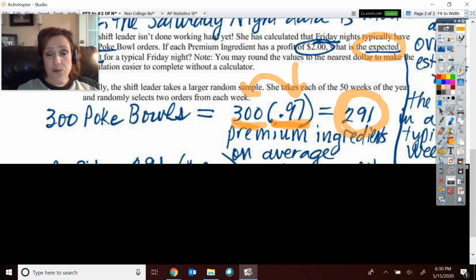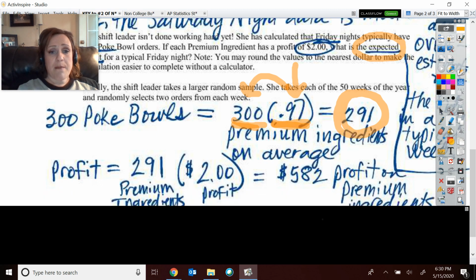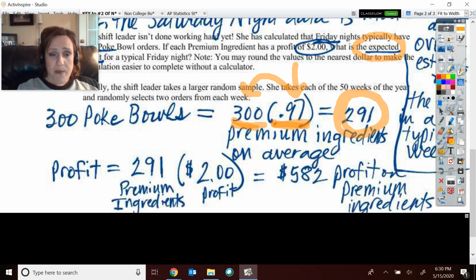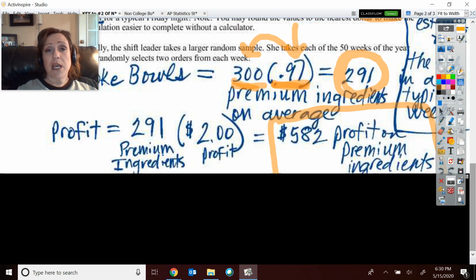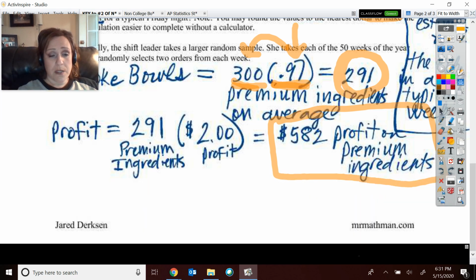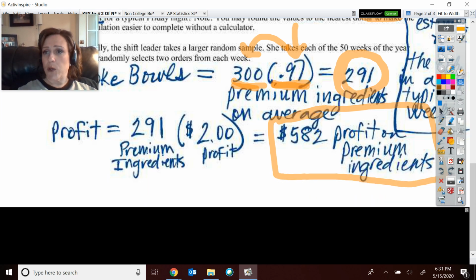Now, let's transform into profit. So that makes the profit of, expected 291 premium ingredients on an average Friday night, $2 profit per. So on an average Friday night, I would expect there to be $582 profit on average due to premium ingredient sales. Okay, and that's all that one had asked for.